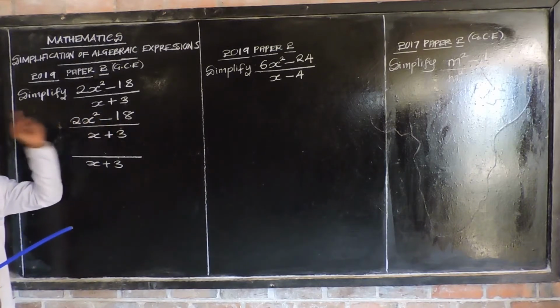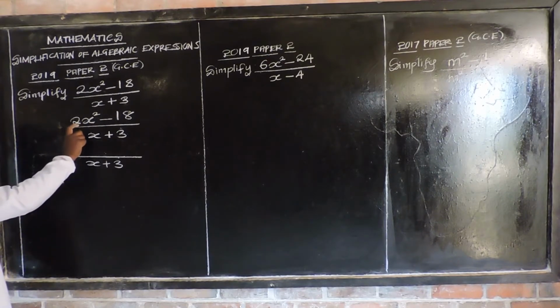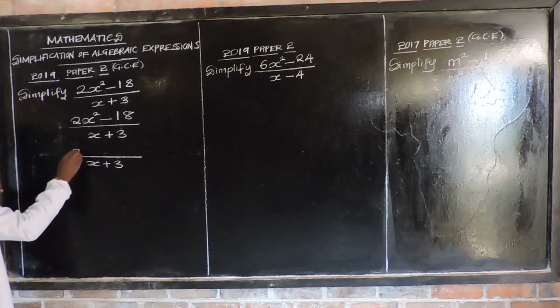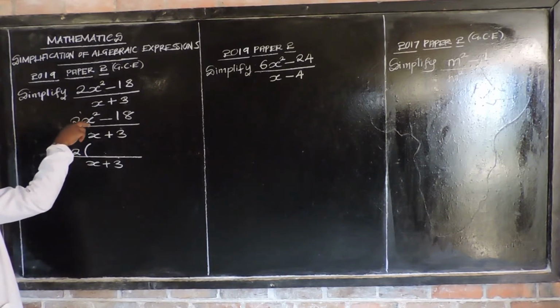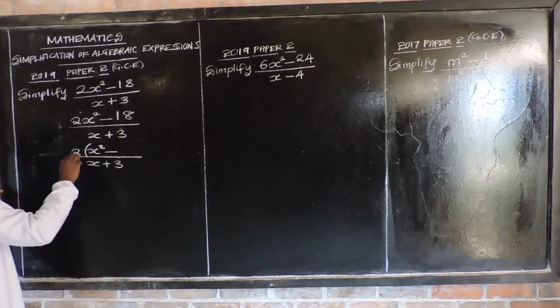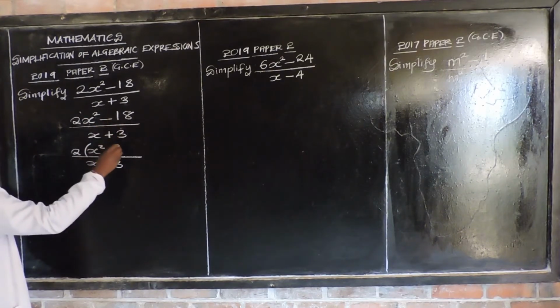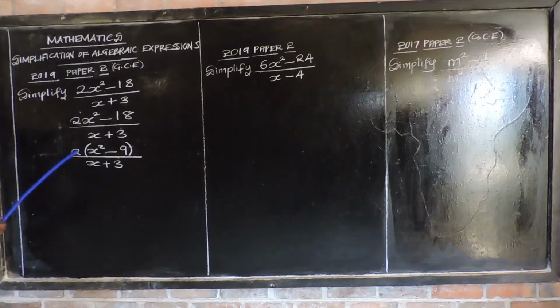How do you factorize? Let us identify the common factor. The common factor in this case is 2. 2 can go into 2 and 18. So you say 2 is common, then you open up the brackets. 2 into 2 is 1. 1 times x squared, you get x squared. Then minus 2 into 18, you get 9. So we can factorize our numerator further by doing this.